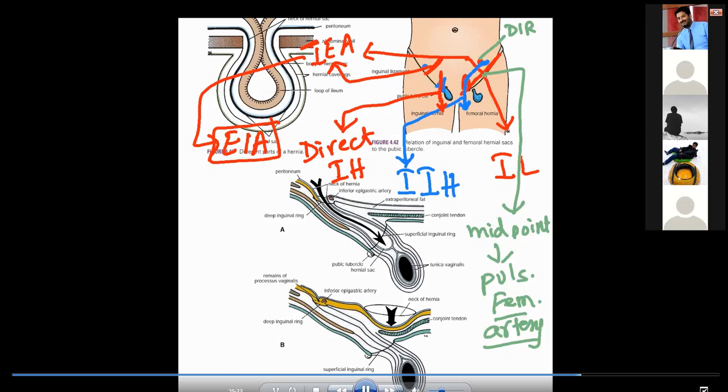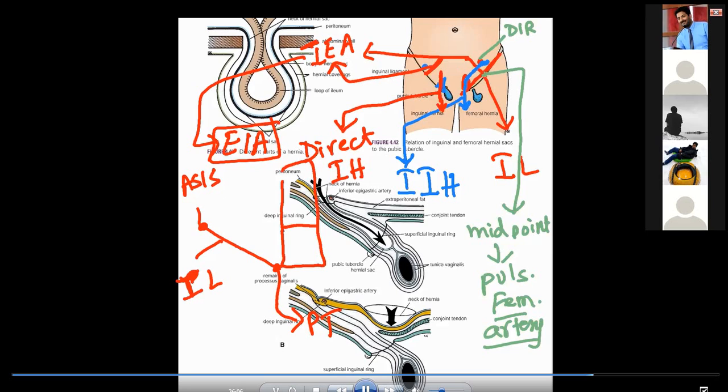Now see here, very important point. How your direct inguinal hernia is forming. I draw one more diagram. This is what? Inguinal ligament, right? This is your anterior superior iliac spine. This is your pubic tubercle, right? Now here a muscle is present. What is the name of this muscle? Rectus abdominis. Very good.